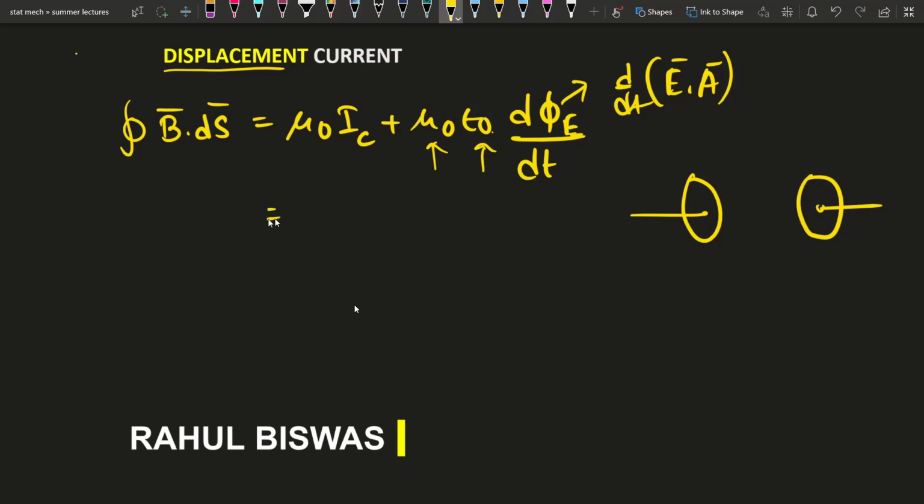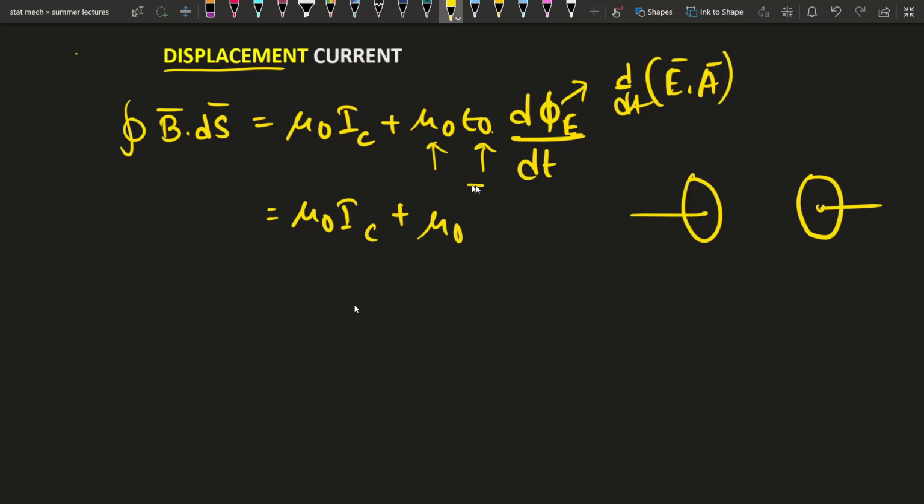Now what it means actually, mu naught I_C plus mu naught epsilon naught d phi E over dt, this is called the I_D, right? Now this thing is called the displacement current.